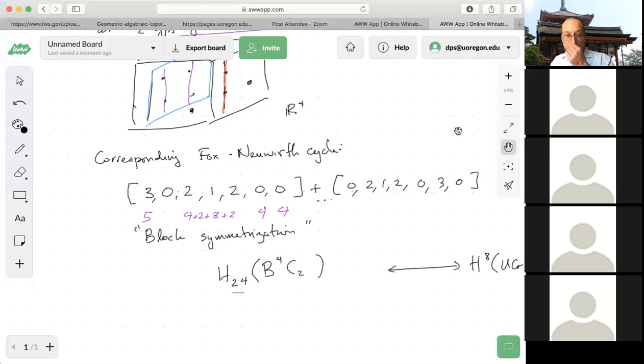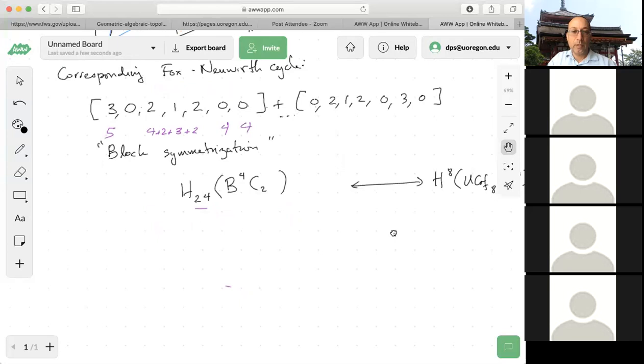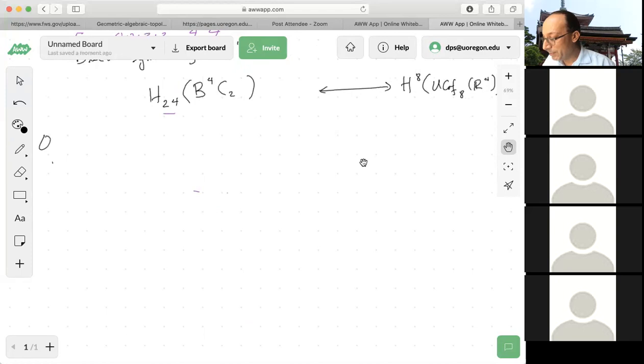And these are the homology classes of Eilenberg-MacLane spaces, or equivalently the cohomology classes of unordered configuration spaces, but through homological stability, symmetric groups. Let me put a sort of question or observation. So this is a relationship between homology of Eilenberg-MacLane spaces and cohomology of symmetric groups, essentially.